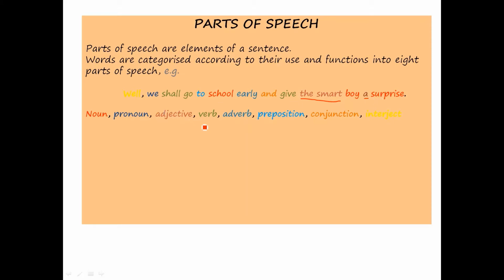Again we have got verb in the form of shall go. Shall is modal helping verb and go. And again give. We have got adverb here. Early is adverb here. We have got preposition in this sentence. To is preposition. We have got conjunction because this word joins. That's why and is conjunction here. And last one, interjection. So in this sentence, we have got all 8 parts of speech.